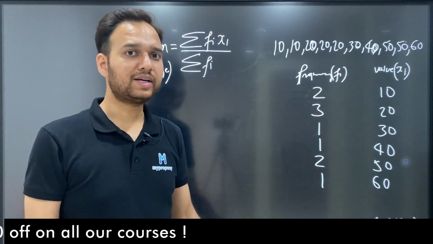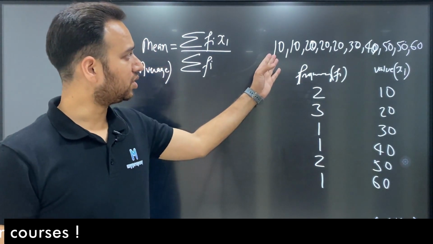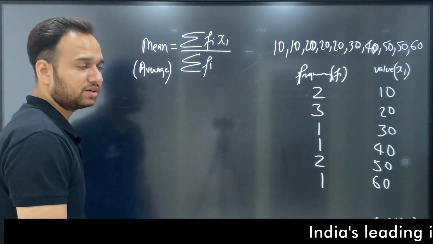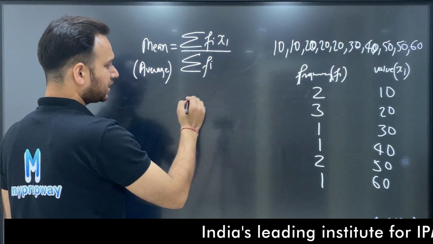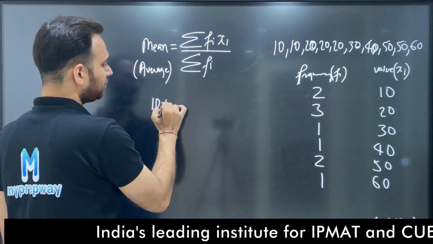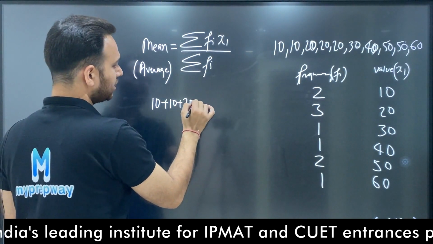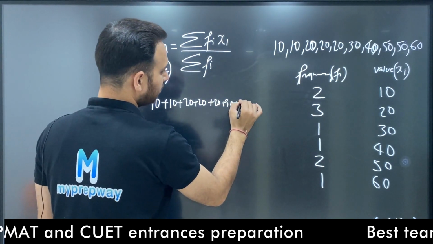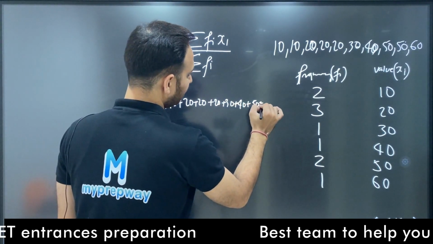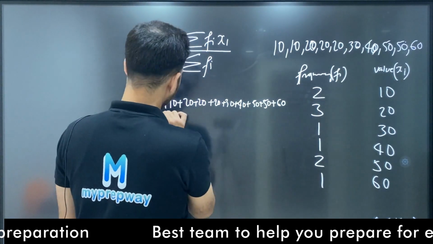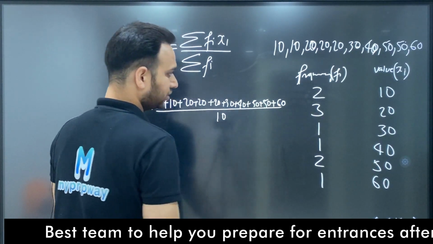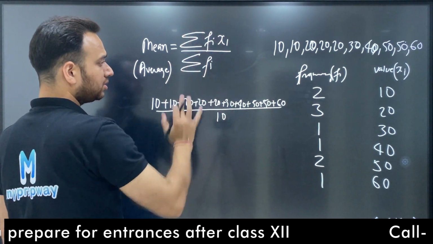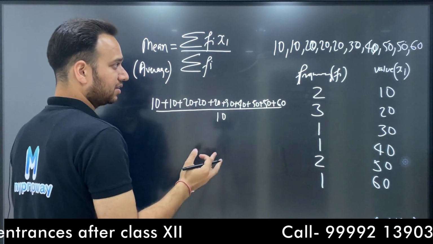Now, how do you calculate the simple average? If I want to calculate the average of all of this, I'll simply add and divide it by the total number, right? In this case, you can do 10 plus 10 plus 20 plus 20 plus 20 plus 30 plus 40 plus 50 plus 50 plus 60 divided by 10. This is all you have to do. And while calculating it through the formula also, you have to do the same thing, right?